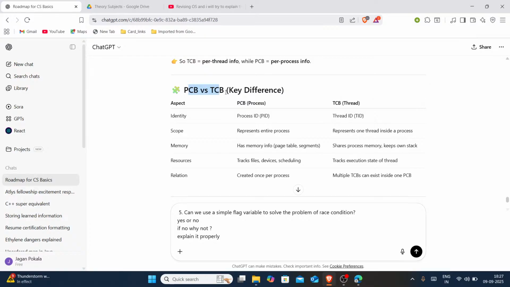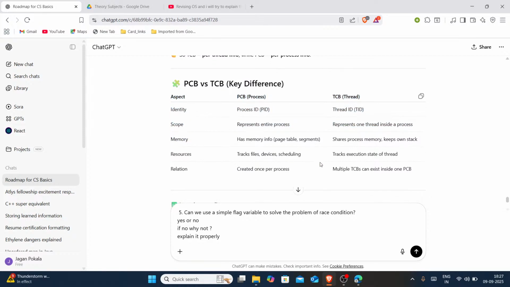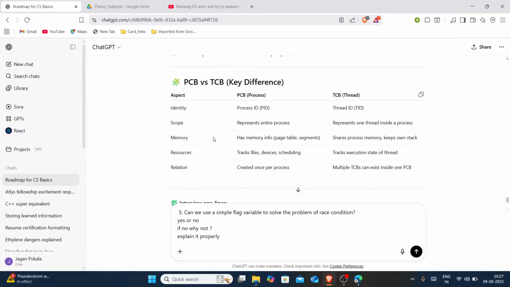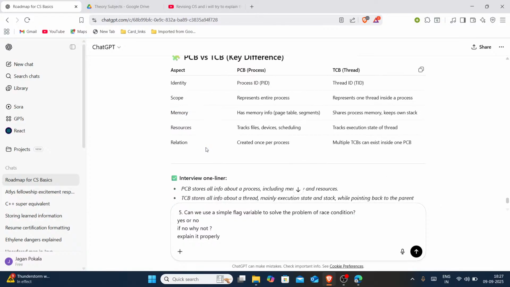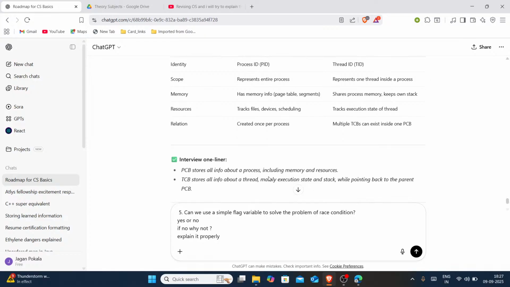So the major difference between PCB and TCB is that PCB has memory info, whereas TCB doesn't have to worry about memory.